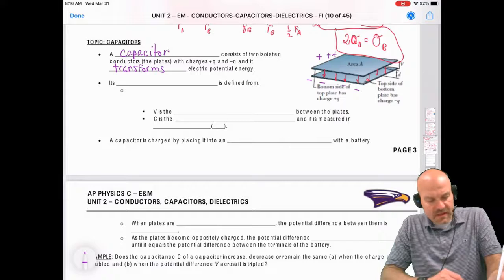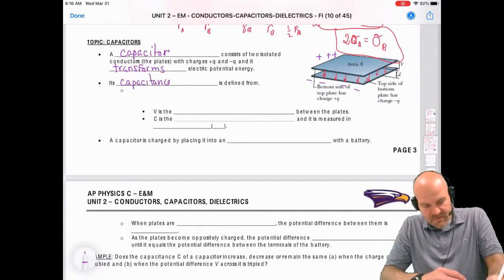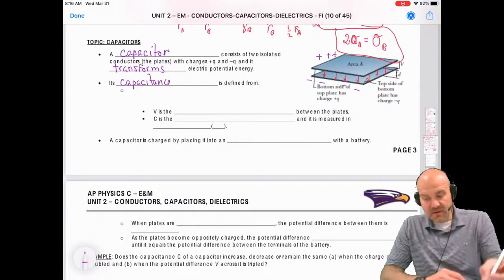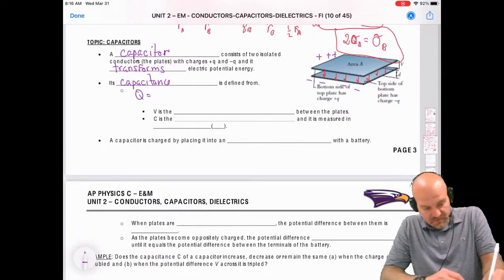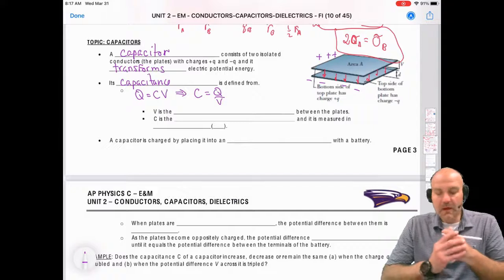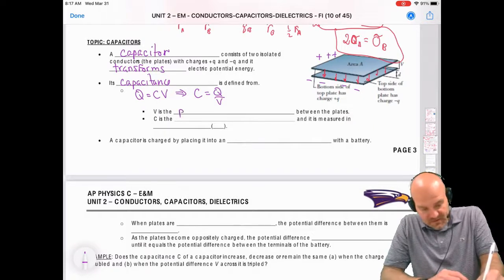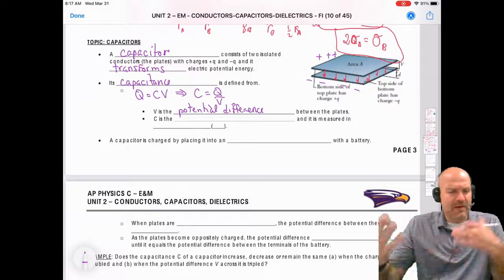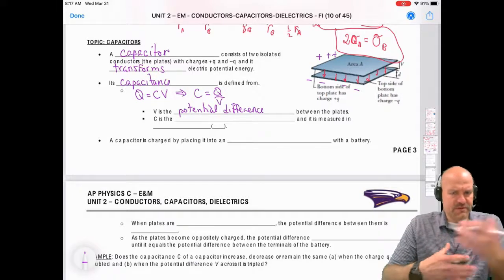So it does have something called capacitance. Its capacitance is defined from the equation Q equals CV, or sometimes you see this as C equals Q over V. And remember, V is the potential difference between the plates. Typically it'll say it's charged with a 12-volt battery, and so it takes the voltage of the battery and so forth.